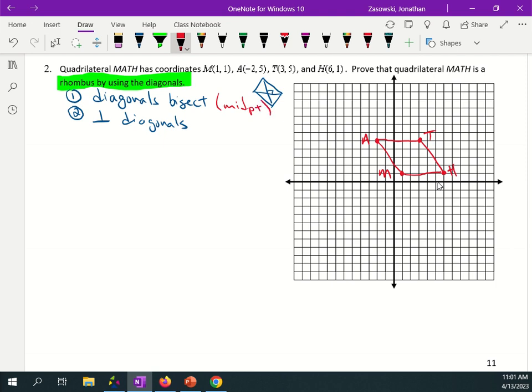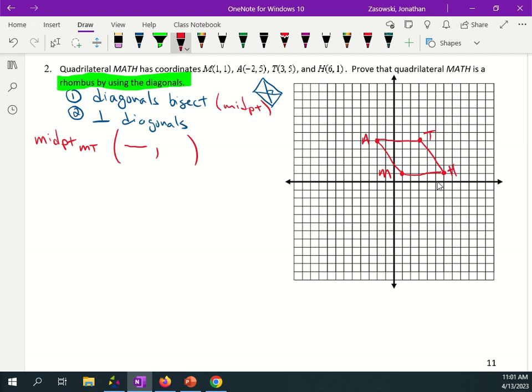Show that they have the same midpoint, and then for perpendicular, that's our slope. So we're going to do the midpoint first. The first diagonal is AH and MT. So we'll start with MT because I heard that first. And remember, another word for midpoint is average.